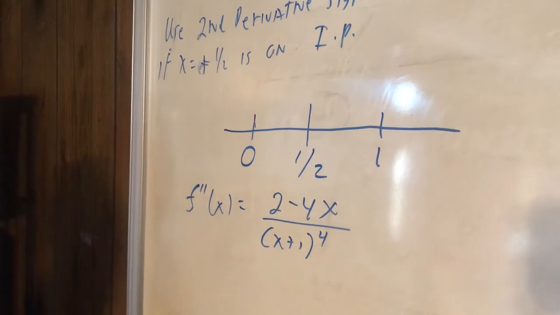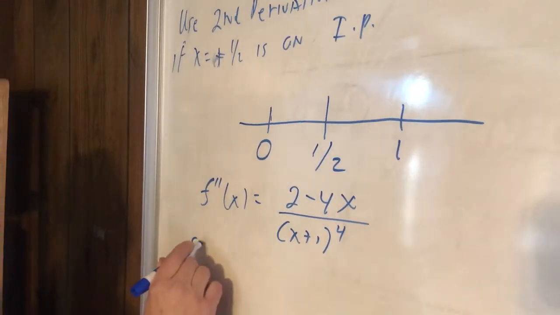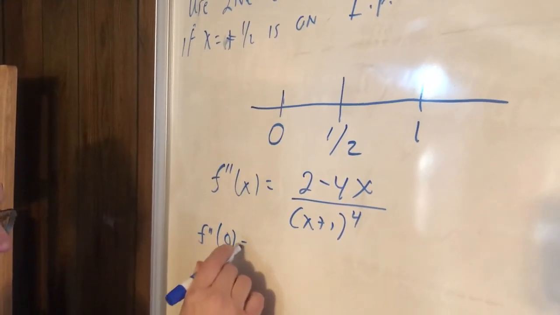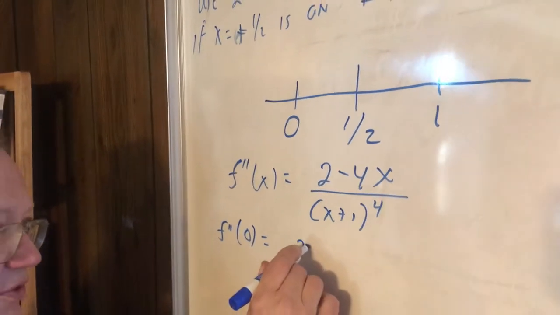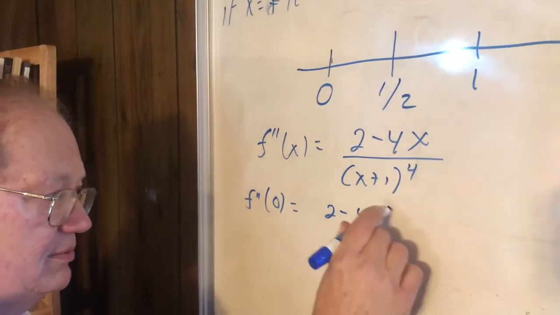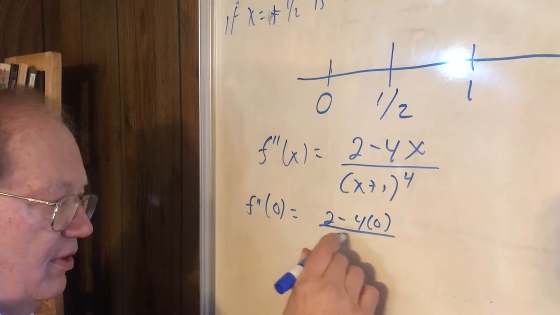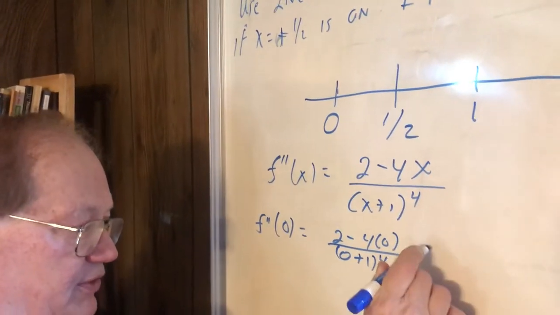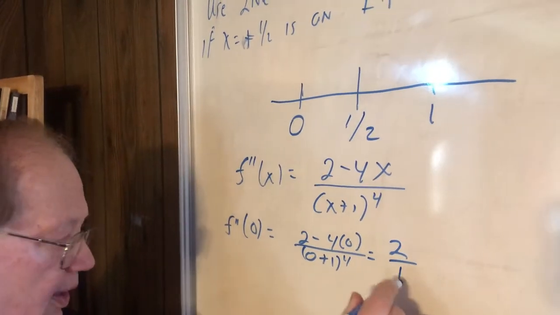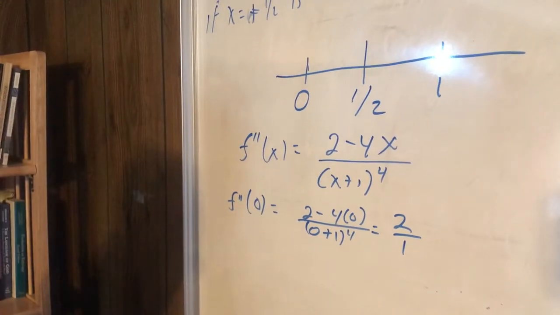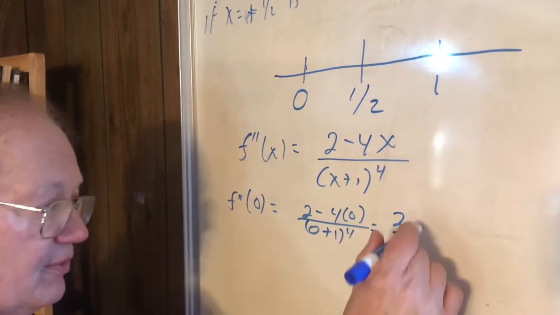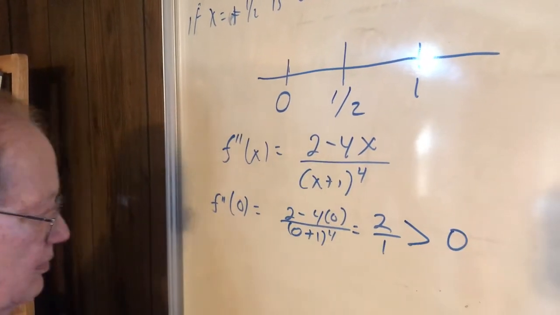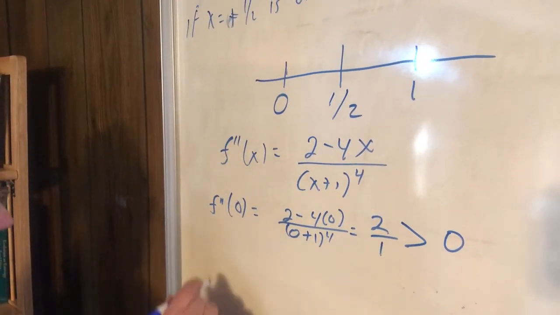All right, so I'm going to take the second derivative at 0. It's going to be 2 minus 4 times 0 over 0 plus 1 to the 4th. So this is going to be 2 over 1. So what happens to f double prime 0? It's greater than 0.